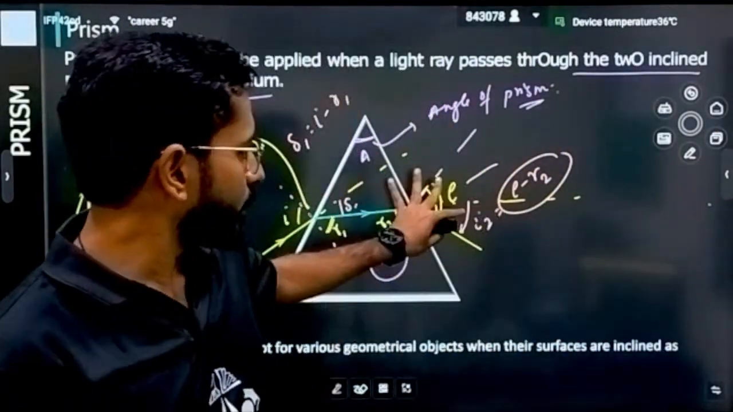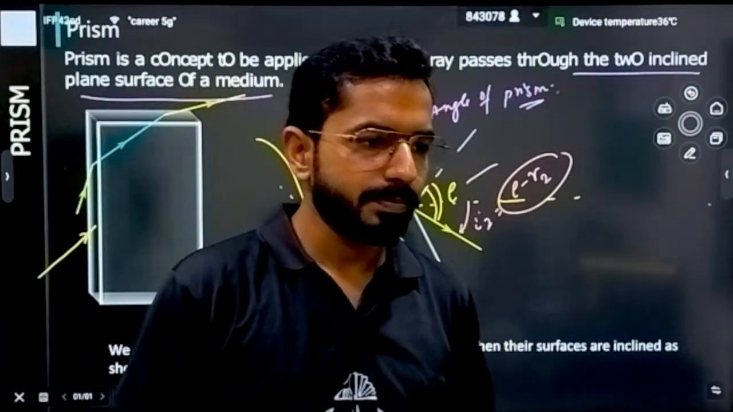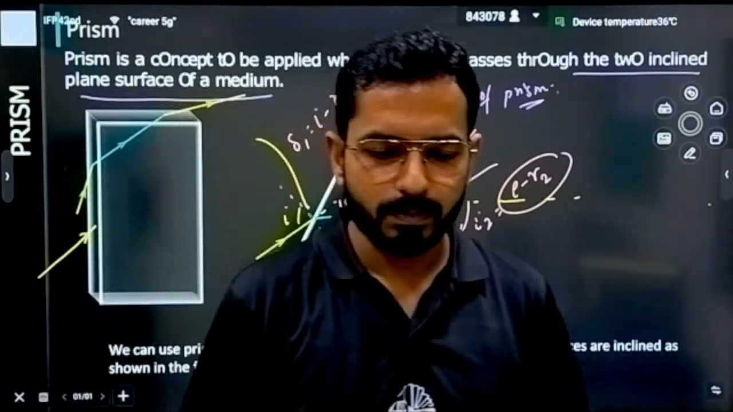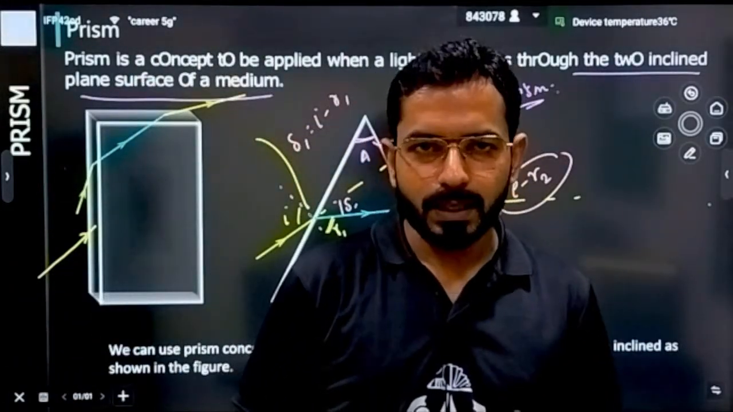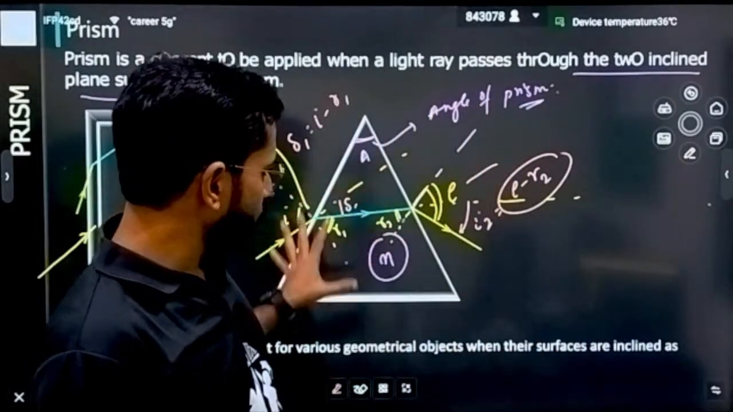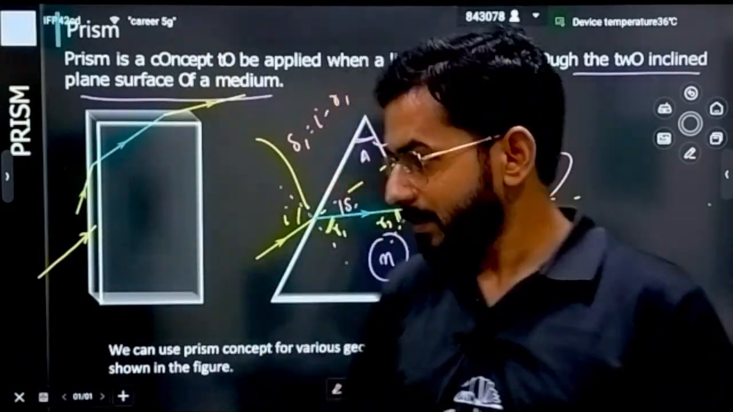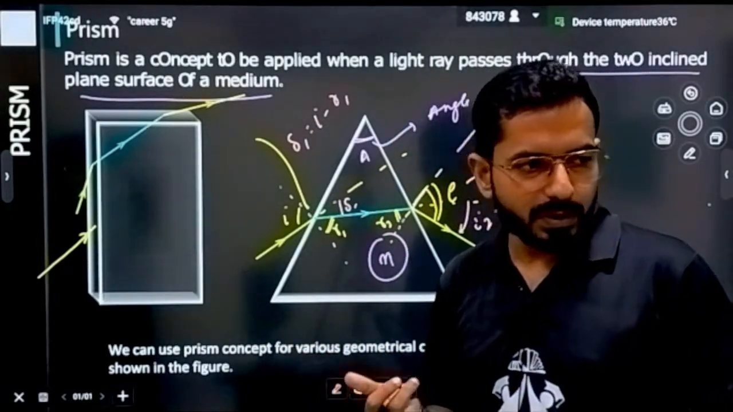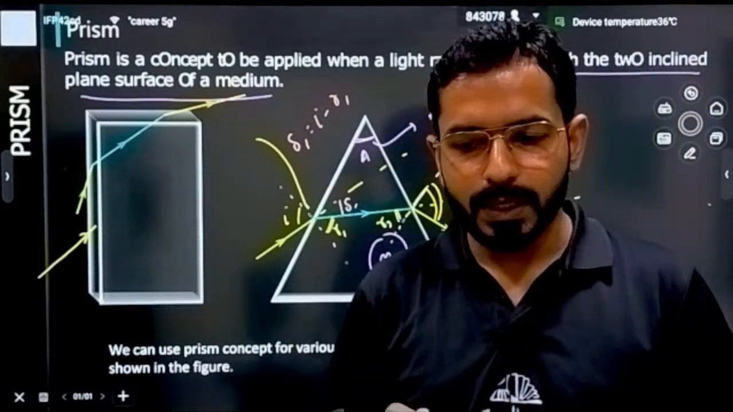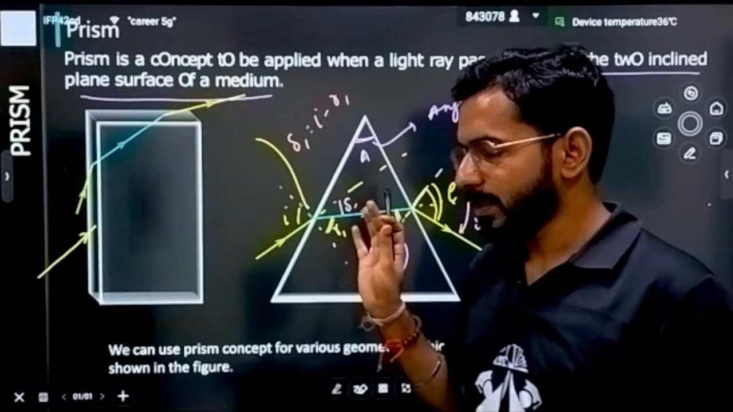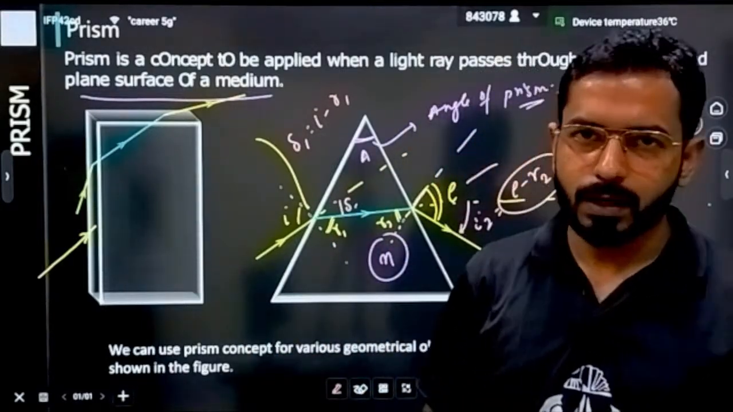If you understand this much, you understand the complete prism. There is nothing that you cannot solve. I'm literally telling you that everything in this chapter comes from this much only. If you are very confident in these things that we have already done, it is not a new thing that we are going to see. We have already done all these things, and if you understand this much of the prism, you are done.